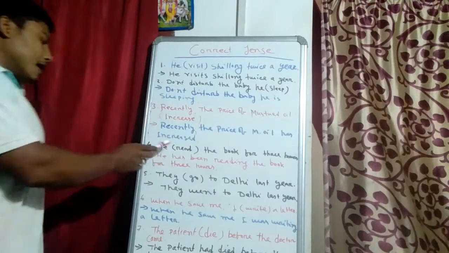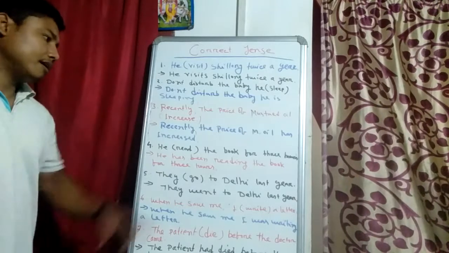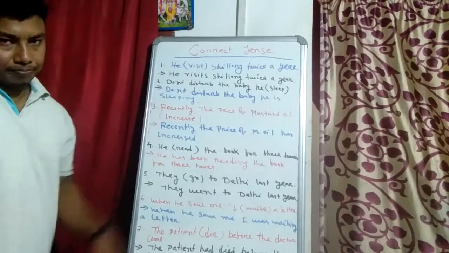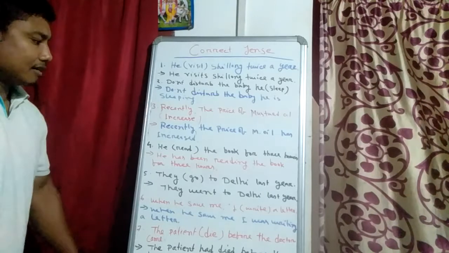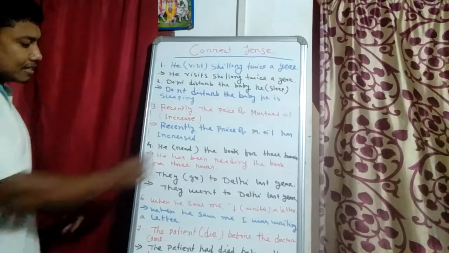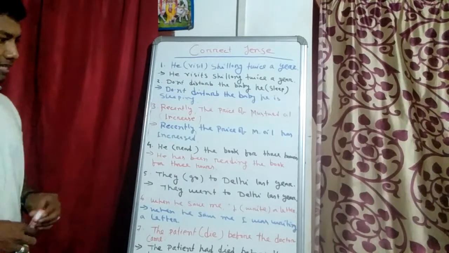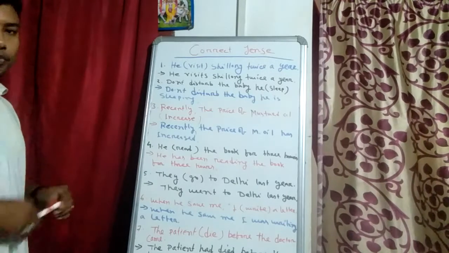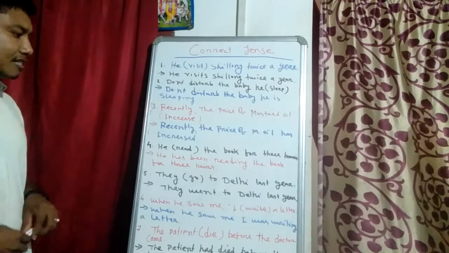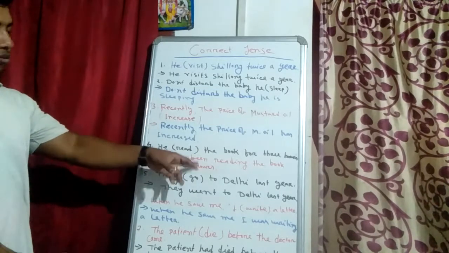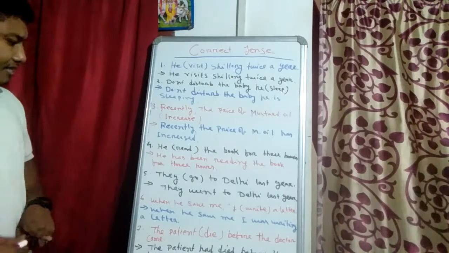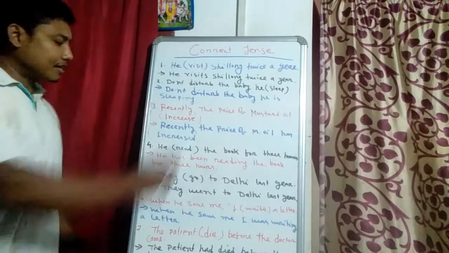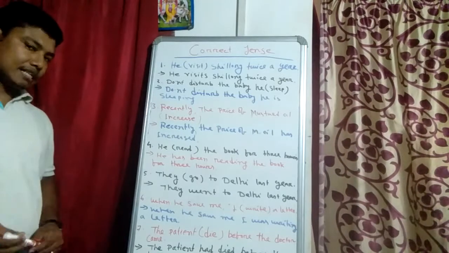Next one, he read the book for 3 hours. Here for is given. Okay, he read the book for 3 hours. Here we get that this is an example of present perfect continuous tense. When we get for or since, then we know that the example will be of present perfect continuous tense. So here we have to correct it by following the formula of present perfect continuous tense. So what is the answer? He has been reading the book for 3 hours.